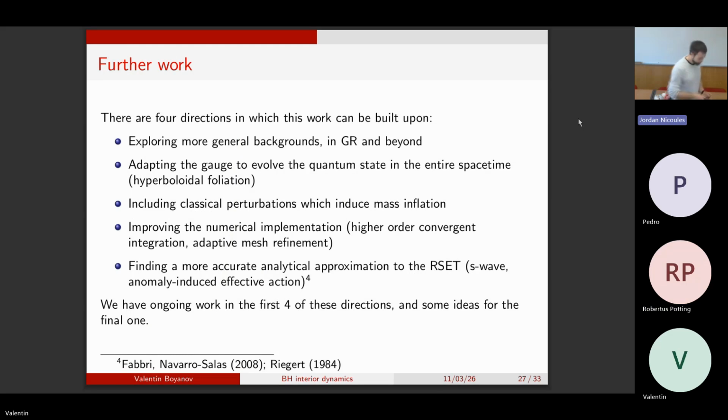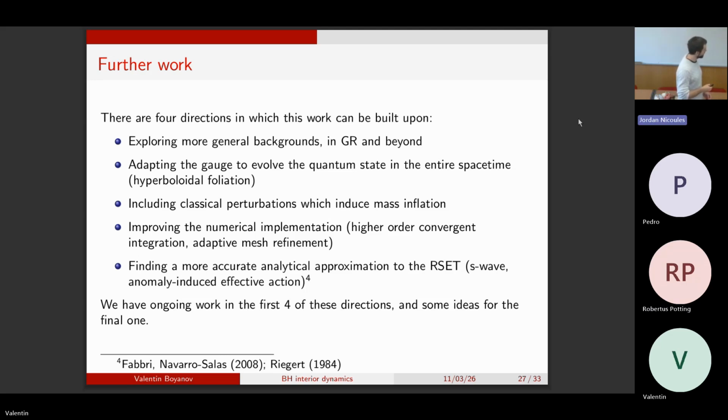Okay, so from here on, how much time do we have left? Say nine-ish. Okay, I'll go very quickly. So this is what's been done so far and published. From here on, we have ongoing projects which continue this in several directions. So one is exploring more general backgrounds within GR, but also in modified gravity theories.